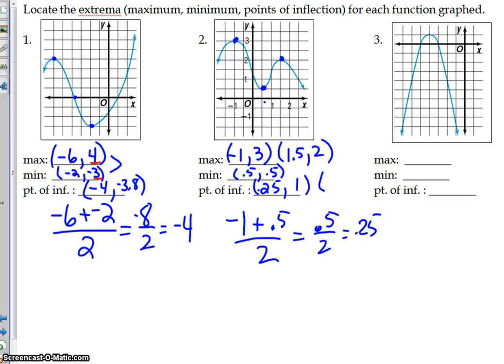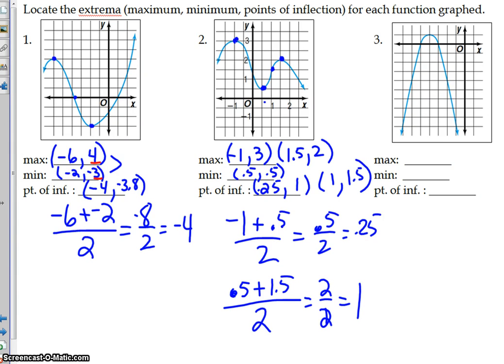All right, now we need the other one. So now we're between 0.5 and 1.5, and we want to divide that by 2. So technically we're going 2 divided by 2, which is 1. So we're at 1, comma, I'd say we're here. So we're at 1, comma, 1.5. So these are both my points of inflection here. All right, so it's okay to have 2 points of inflection when you have 2 minimums or 2 maximums.